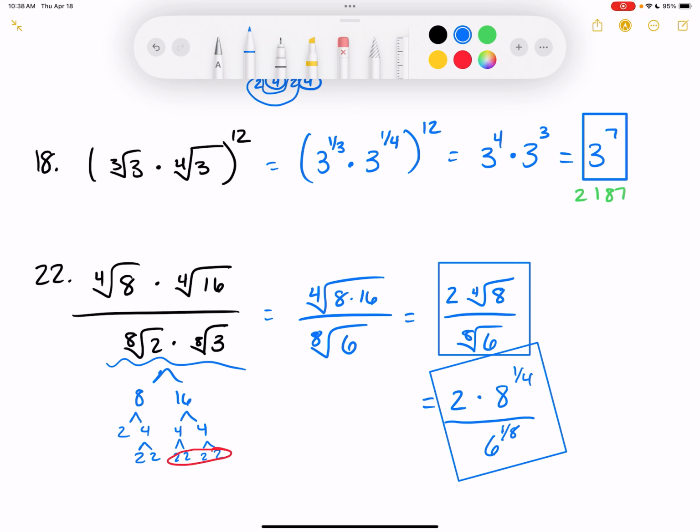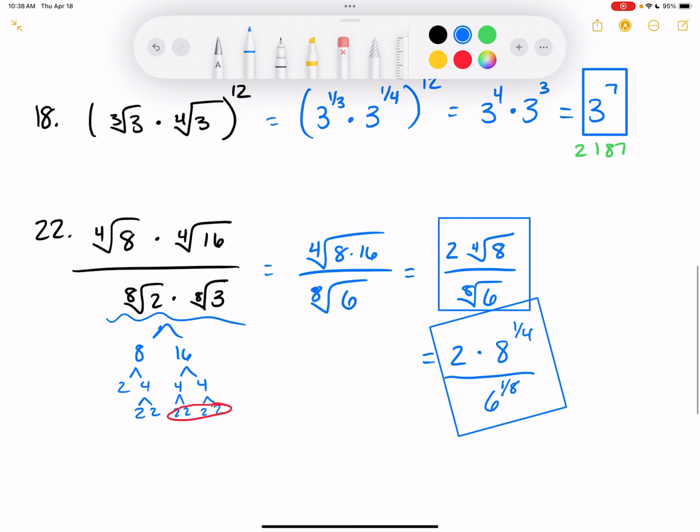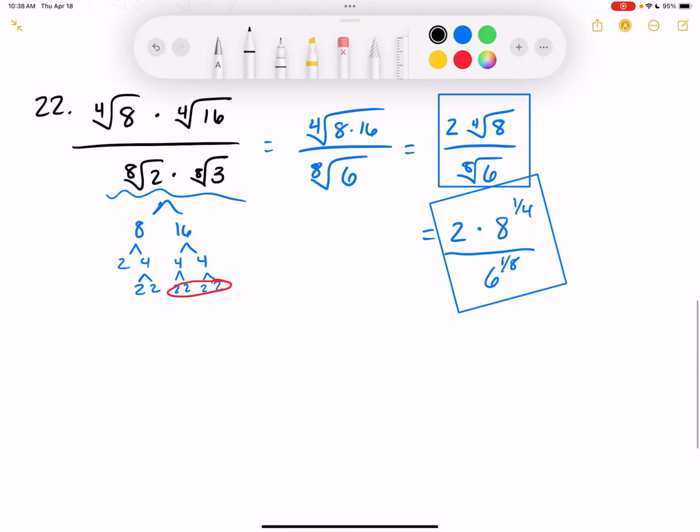Some of the problems in this section, I forgot how much I don't like them. All right, let's do one of the ones where we're breaking it down and actually being able to take stuff out and it'd be easier. So 26, the cube root of 108 times the cube root of 4.